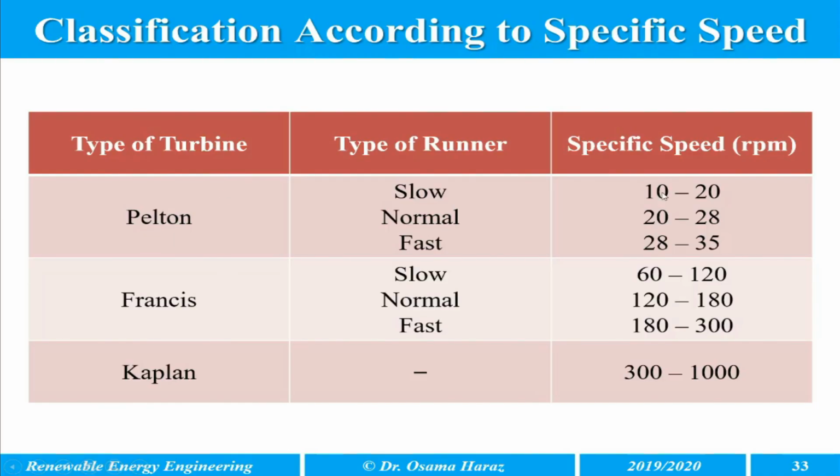So inside Pelton itself, there are different types of runner: slow one, normal one, fast one, with different specific speeds. Inside Francis also there is a slow one, normal one, and fast one with different specific speeds. But Kaplan works at a high specific speed. It has only one type.